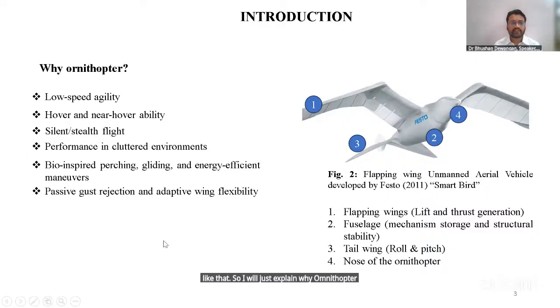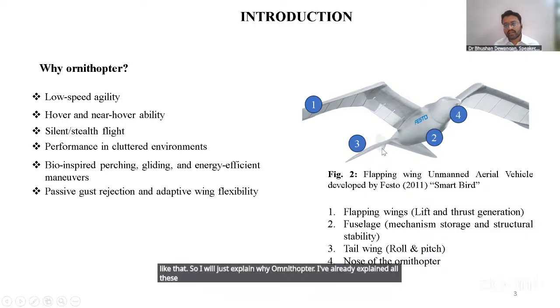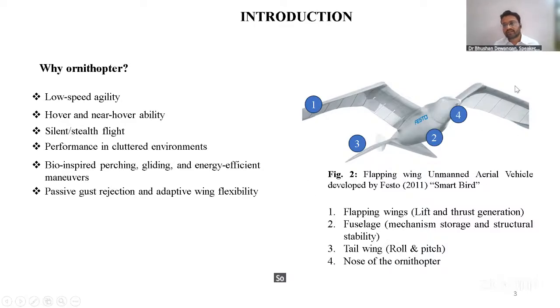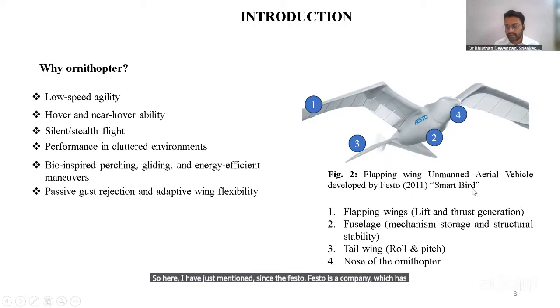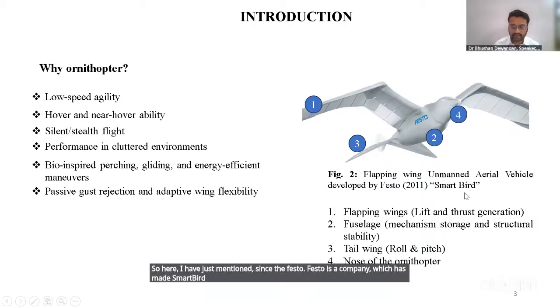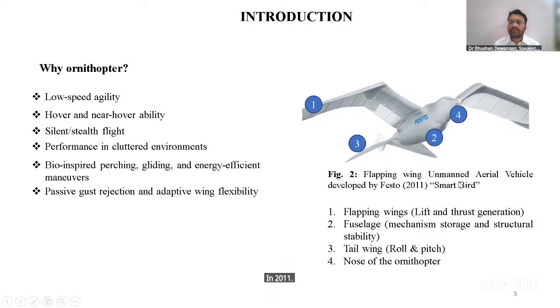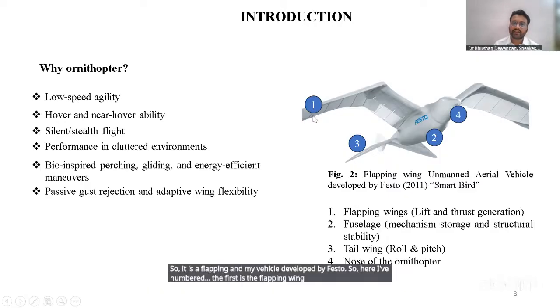I've already explained all these points. Here I have mentioned Festo. Festo is a company which made the SmartBird in 2011. It is a flapping wing unmanned air vehicle developed by Festo. Here I have numbered the parts. The first is the flapping wing. Here you can see it is a foldable flapping wing.